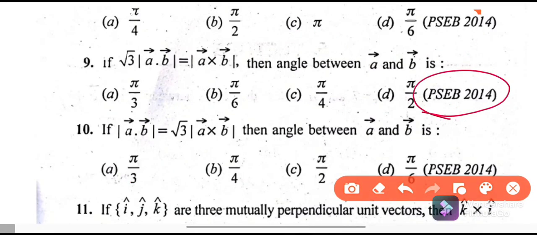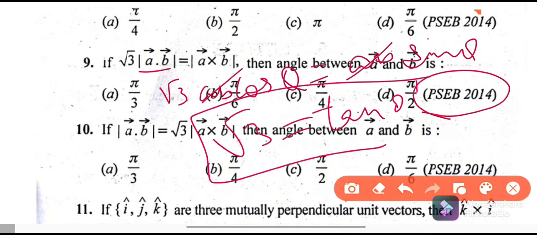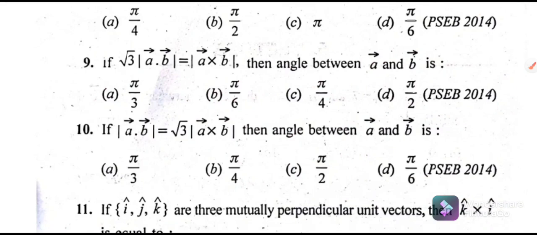Next question, if under root 3 times dot product of A and B is equal to cross product of A and B, then angle between A and B is. Under root 3 A dot B is AB cos theta is equal to AB sin theta. AB cancelled. Sin by cos means tan theta is equal to under root 3. Now tan theta is under root 3 for pi by 3. So answer is A option. Next question.